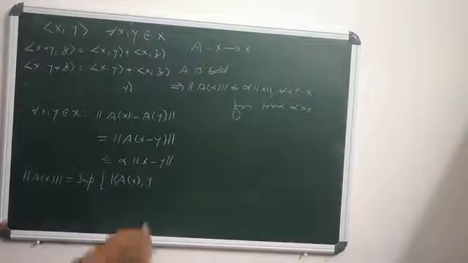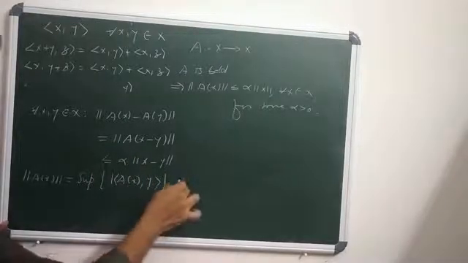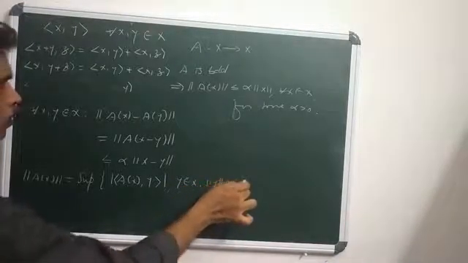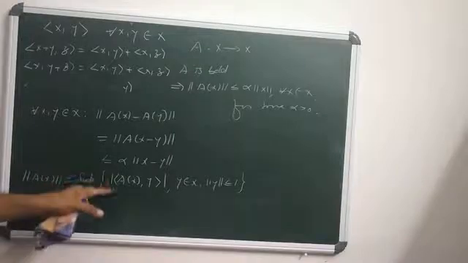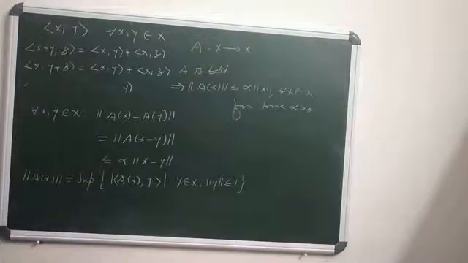Supremum of the modulus of the inner product <Ax, y> for all y in X, with norm y less than or equals 1. This is the norm of Ax. How to define the norm of Ax? When A is a bounded linear operator, then the norm of Ax is the supremum of the modulus of the inner product <Ax, y> for all y in X with norm y less than or equals 1.